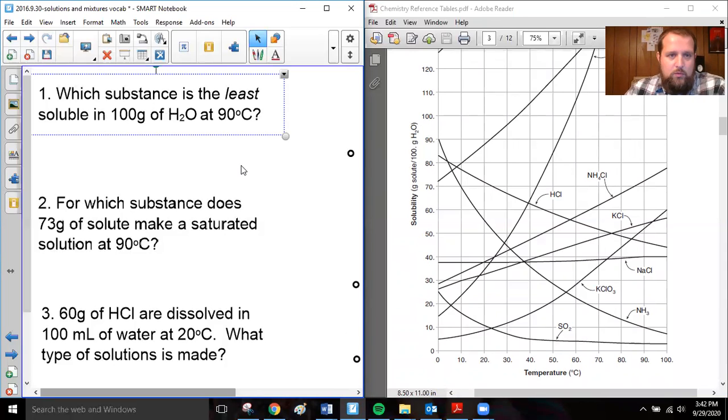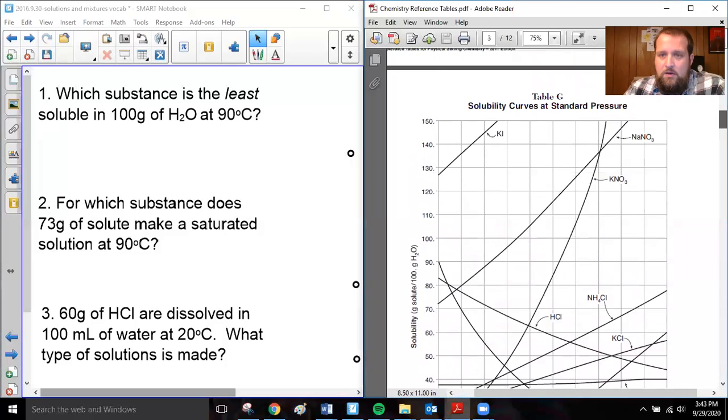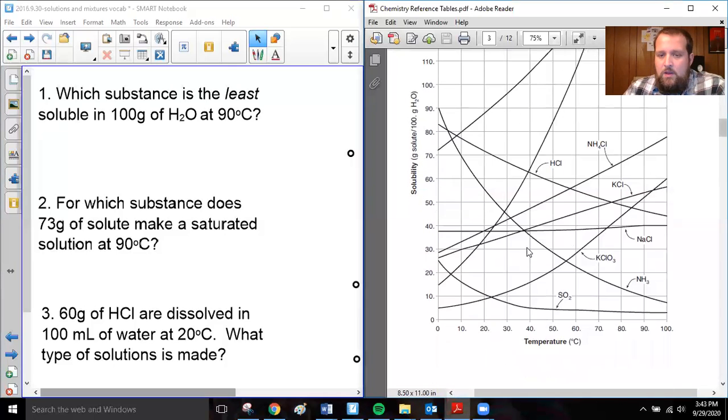You don't have to do anything weird with it. When you see least soluble, remember soluble means able to dissolve. So least soluble means which dissolves the least at 90 degrees. So when we look over here on the table, we go over to 90 degrees. The substance that's the lowest is SO2, sulfur dioxide. And that's it. That would be the answer.